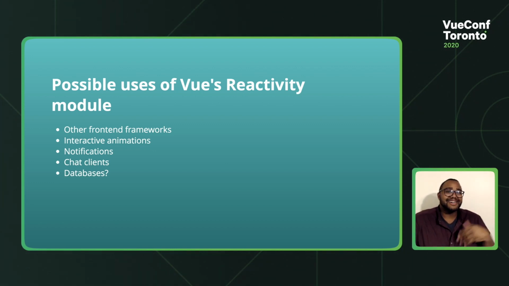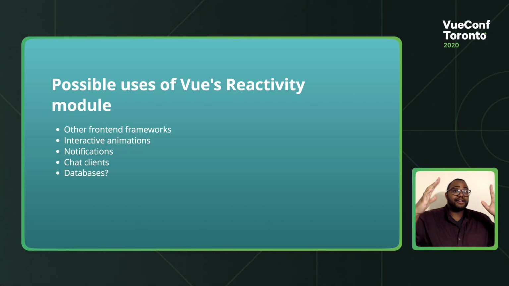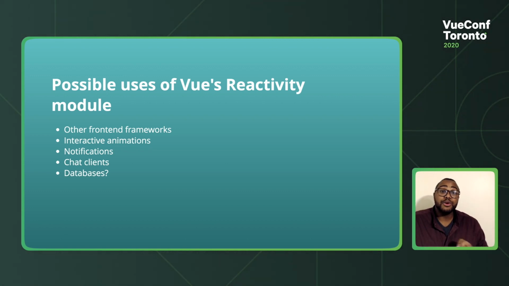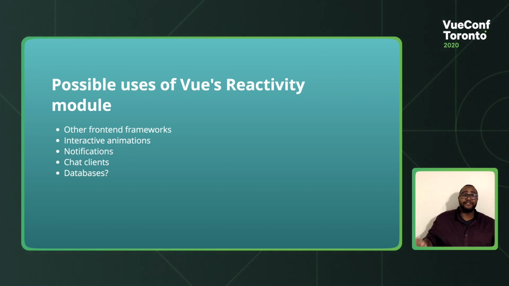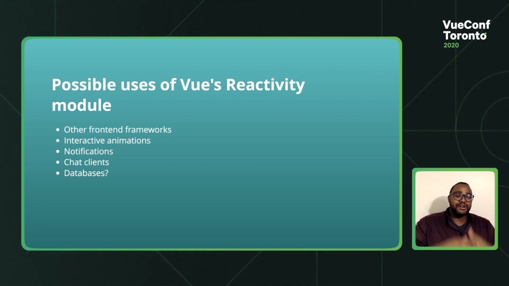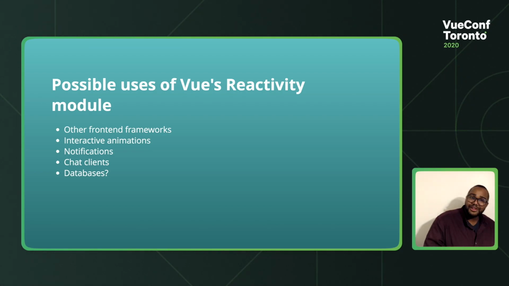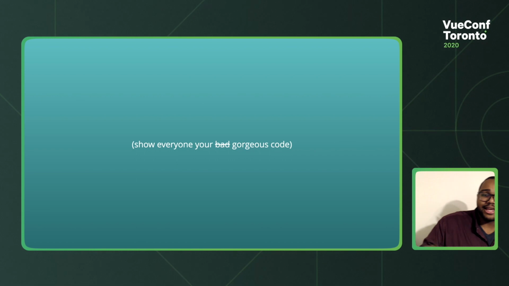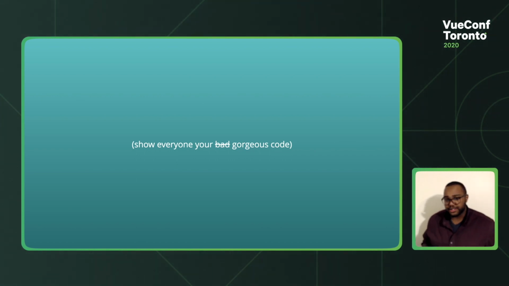Notifications. This is a classic example. Something comes in, new data, effect. Boom, show a notification. Chat clients. If you wanted to, you could build a chat client completely out of effects. As someone sends a message, that triggers an effect, and it updates on a person's screen, right? But databases. Could we use Vue to build a database? I say yes. I'm going to show everyone my gorgeous code here.